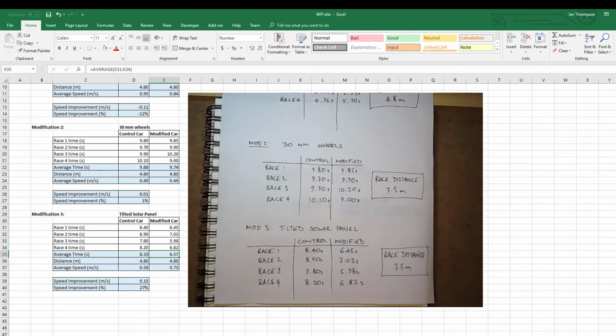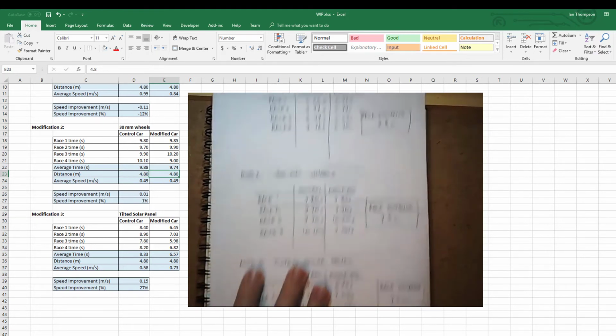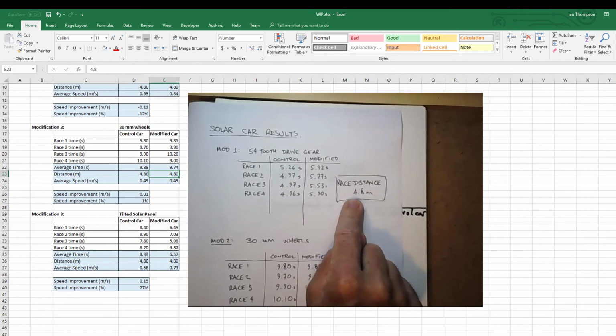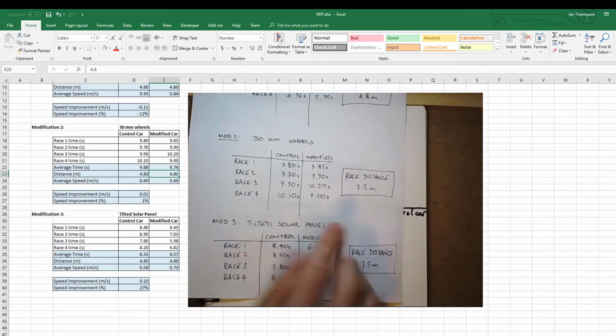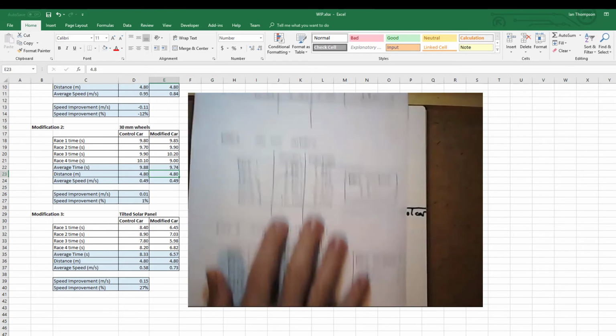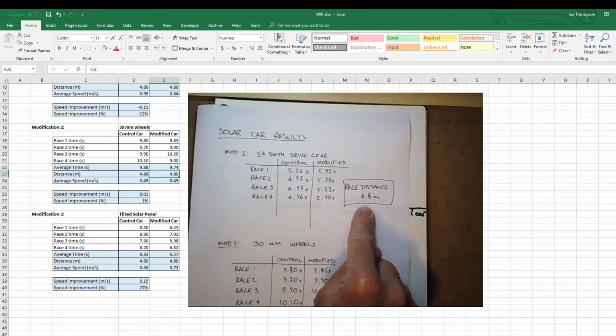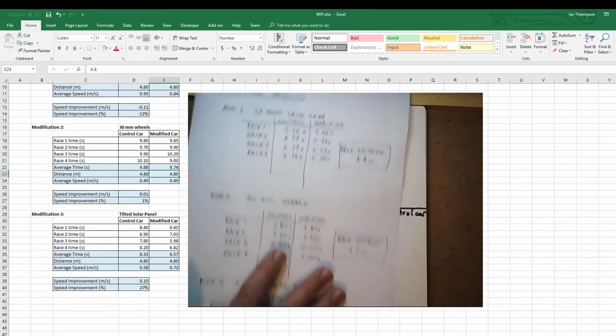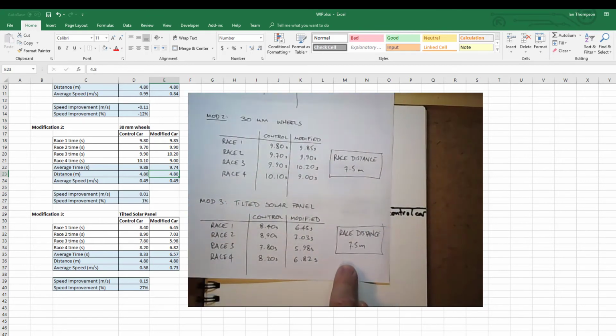All right, so there we go. Now, did you notice that as I typed those in, all the formulas have recalculated everything for me, except there's a problem here. My distance, when I did my first race, was 8.4 meters, but for my other races, I did 7.5 meters and 7.5 meters, and that's because this one here, I did it at home on my driveway, and these ones here, I did on the basketball courts.